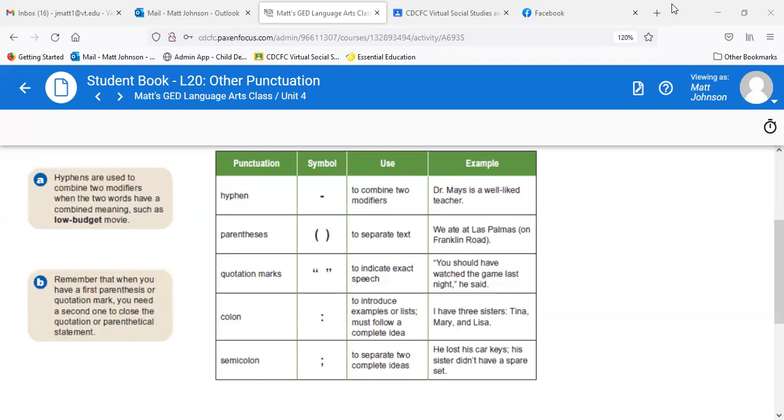And then secondly, remember that when you have a first parentheses or quotation mark, you need a second one to close the quotation or parenthetical statement, right? So you always got to have one to start and one to close the idea, whether it's parentheses or quotation marks. They always come in pairs.